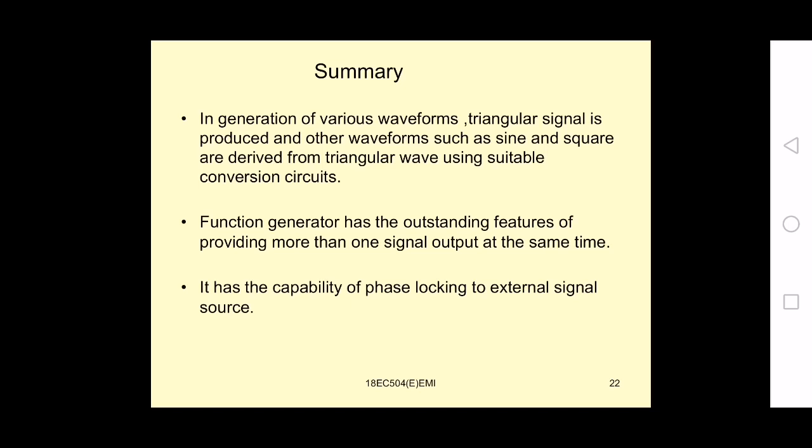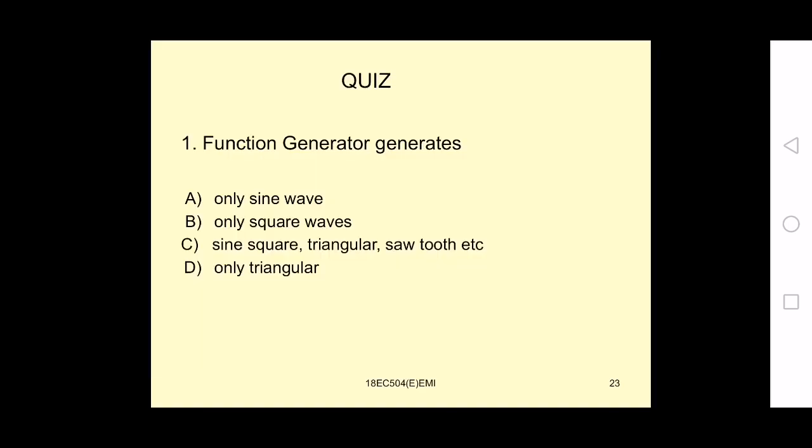One is the Schmitt trigger, another is the resistance diode shaping network. The function generator has the outstanding feature of providing more than one signal output at the same time. We can have two signal outputs at the same time. That is the main advantage of the function generator. We generate the sine wave with 1% distortion, and it has the capability of phase locking to an external signal source. We can have phase locking to an external signal source also.